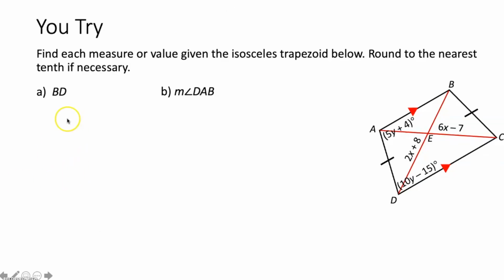Okay, doing the same thing here. So we want to find the measure of segment BD. So where's the measure of segment BD over here? That would be this measure right here, 2x plus 8. So in order to find the measure of segment BD, I clearly need to find x first.